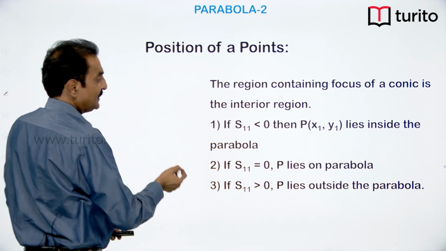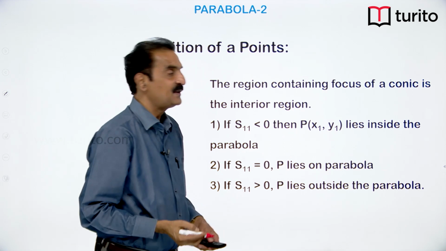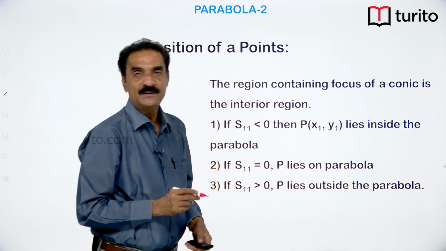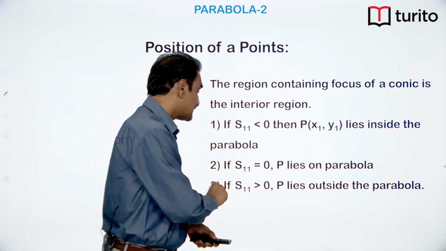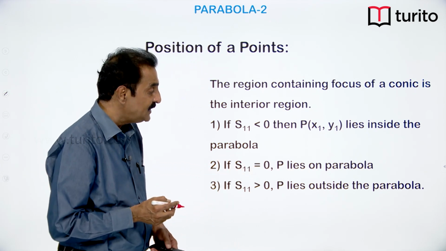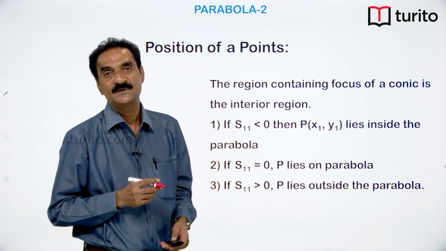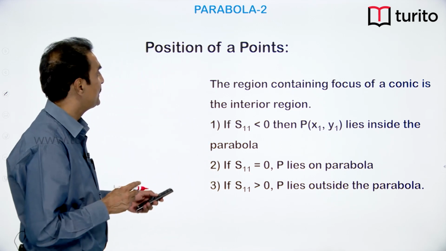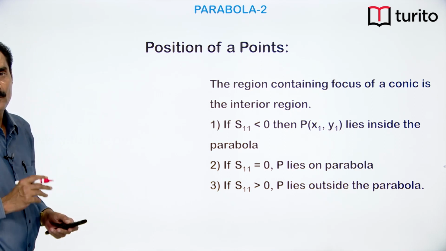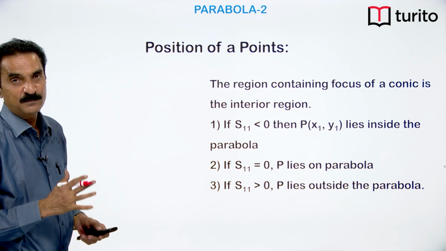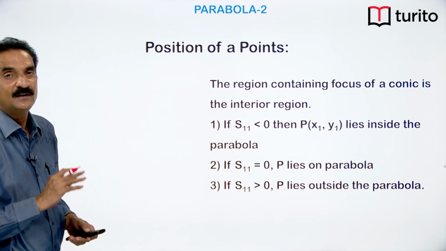If S11 is negative, then point is inside the parabola. If S11 is equal to 0, point is on the parabola. If S11 is greater than 0, then point P lies outside the parabola. So, these are the points in the theory. Now, we will begin the problems. After solving problems on this discussed theory, we will proceed to further theory.